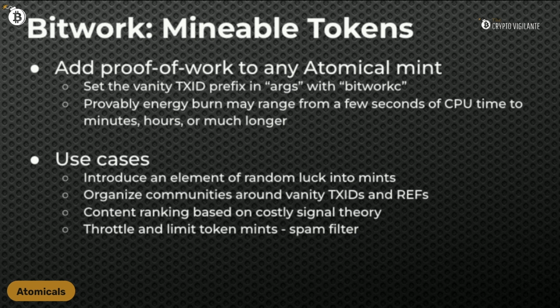We can set a vanity transaction ID using the arguments with the Bitwork C parameter. It's basically saying what we want the prefix of the transaction ID to be, and it allows us to prove that energy was burned in the process of creating that atomical mint. We can choose like a 1-letter prefix to many letters, and we'll see what that looks like next.